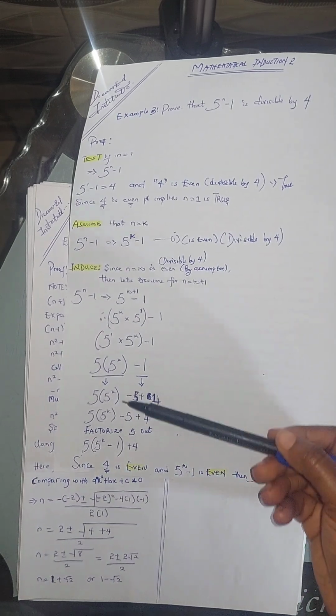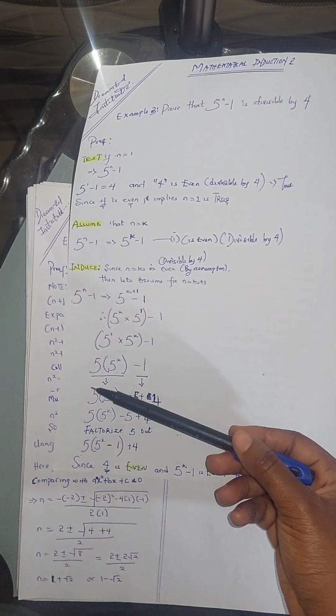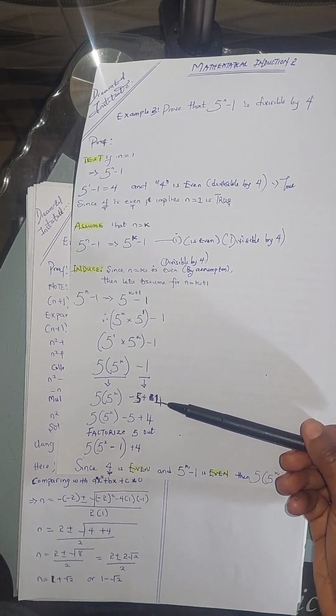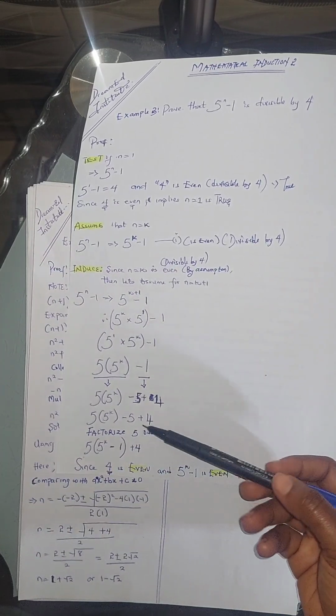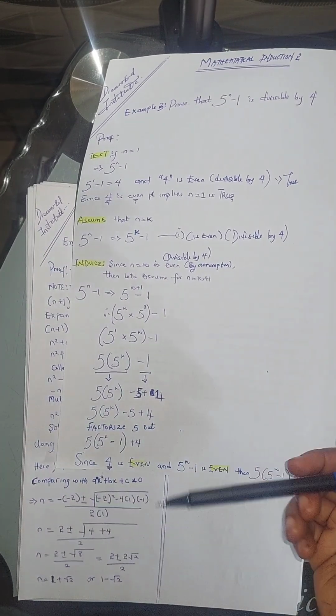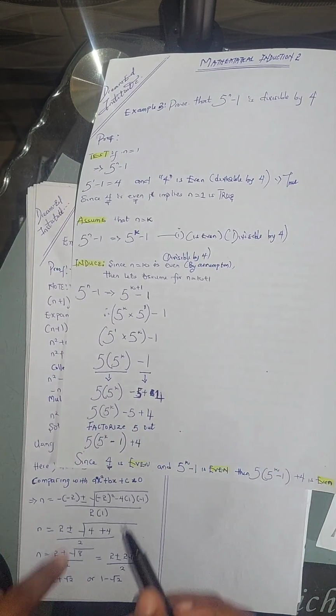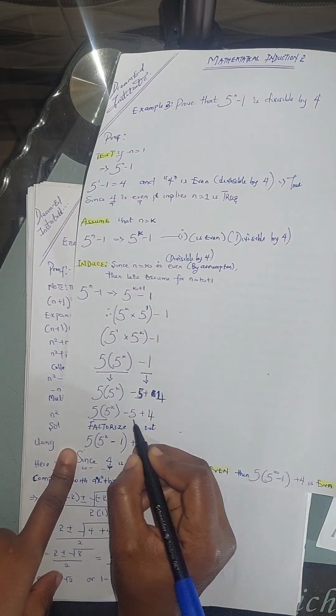Now to get -1, don't forget, look at the number here. I have 5 here, so to get -1, I'll just say -5 plus what? 4. Good. I'll have -5 plus 4. Now I can easily what? Factorize. Factorize in the sense that I said you look at this, you look at this.